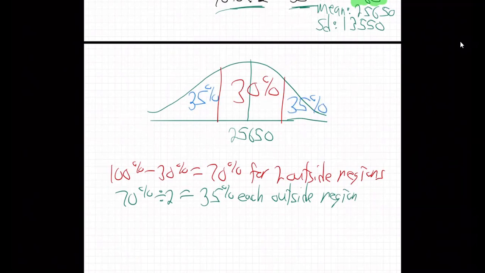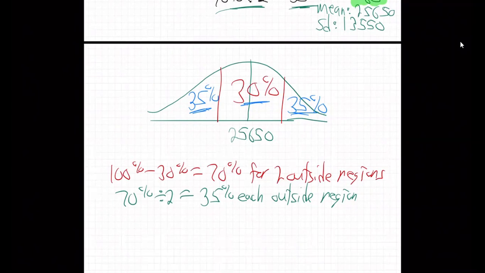Notice how we always put percentages up in the curve. These numbers up here are always percentages, and the numbers down here are not. See the 25,650? He's not a percentage. He's just a normal dollar amount. That's how it'll always be on these problems. The numbers up in the curve are always percentages.